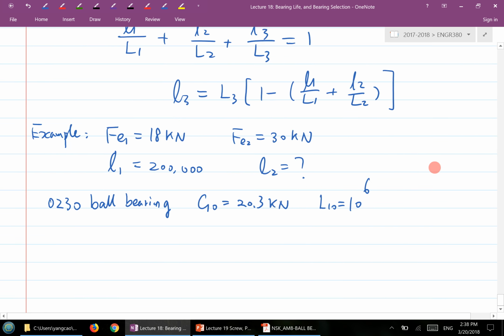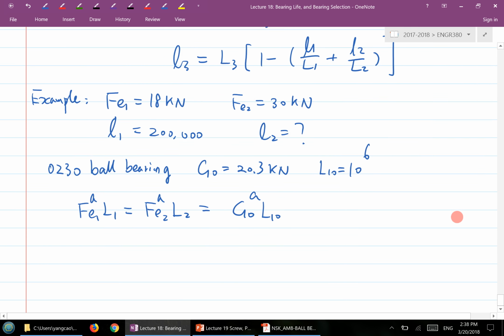To solve this question, the first step is to find out, if you subject the bearing purely under FE1 or FE2, how many number of cycles they will be able to last. That's the equation you use to calculate capital L1 and L2. Capital L1 is calculated to be this much, and L2 would be this one. It makes sense because FE2 is bigger than C10, so you end up with less than 10 to the power 6 number of cycles.